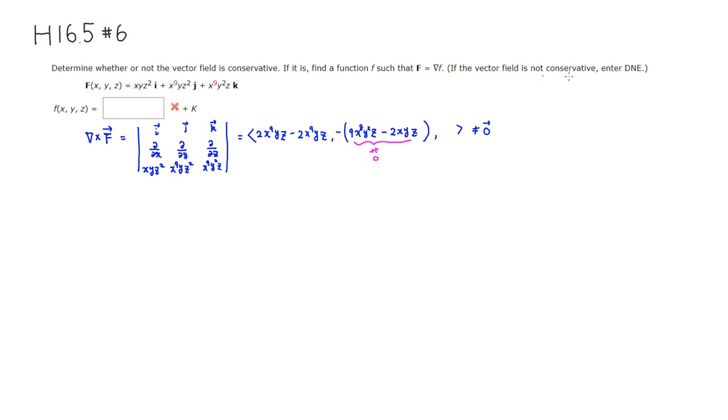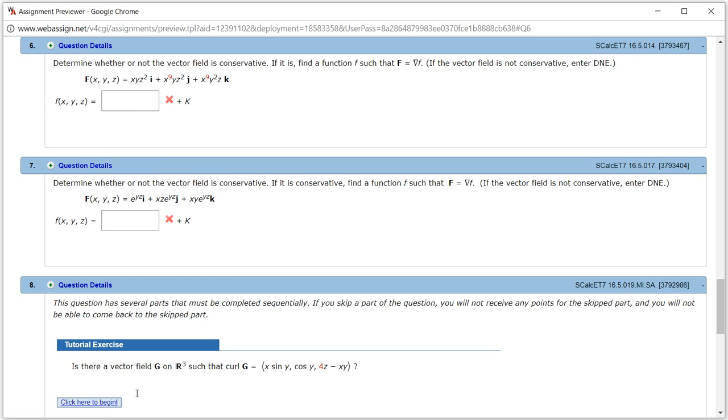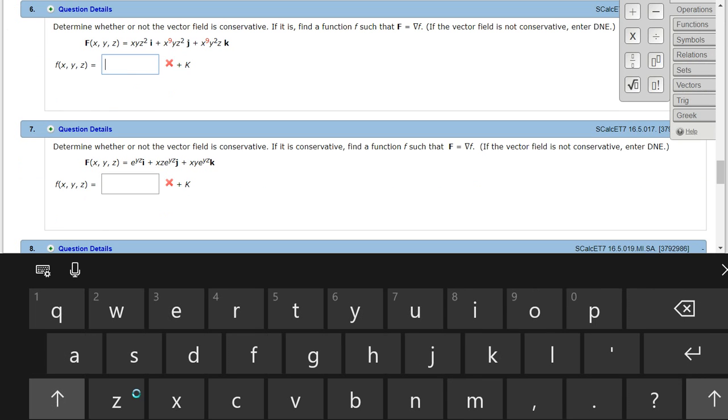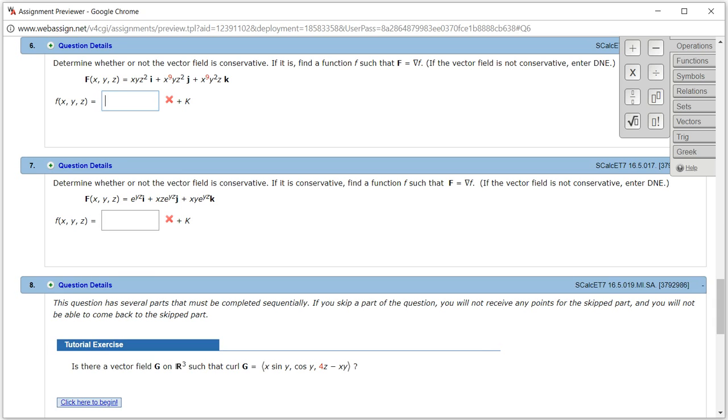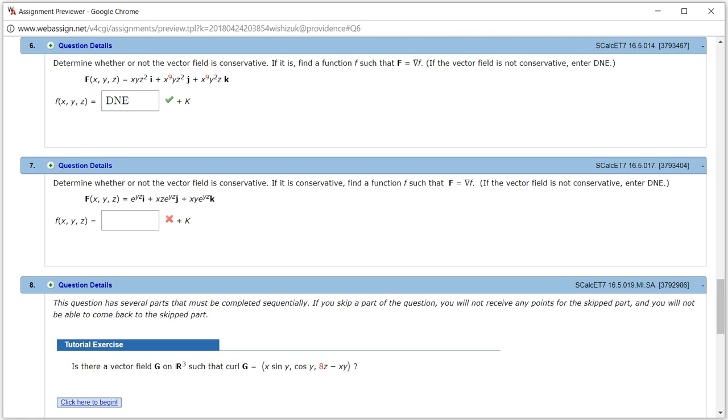If it's not conservative, we're going to put that it does not exist. Let's type it in. So we should get "does not exist." Let's check the answer. Submit for testing. I came back and it looks like we got this one correctly.